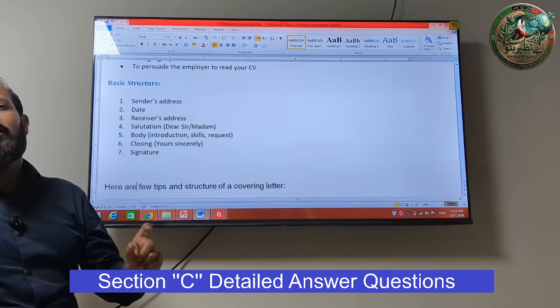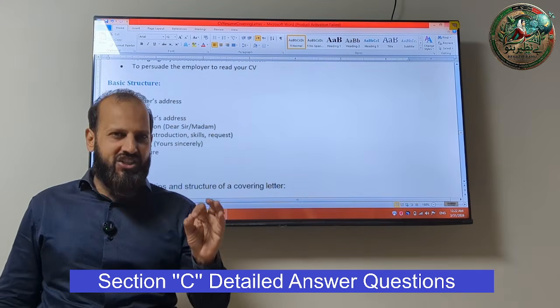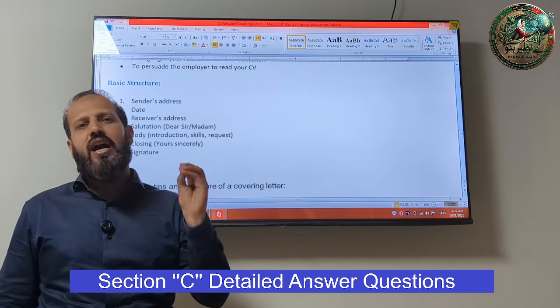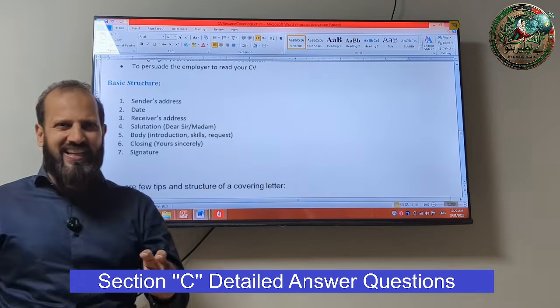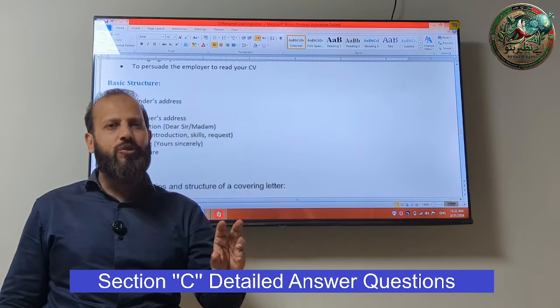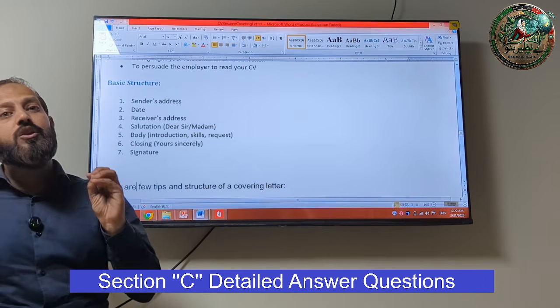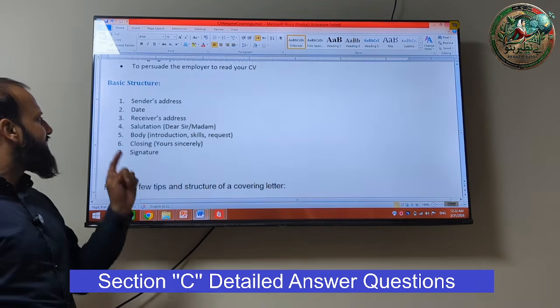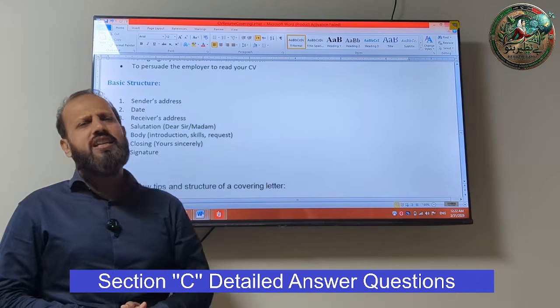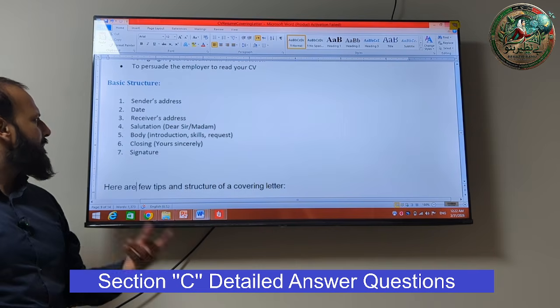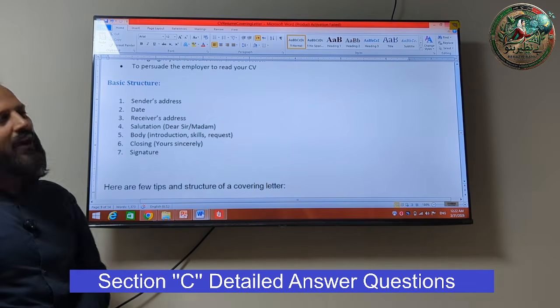Okay, this is the structure of the covering letter. Once you understand the covering letter, you will write it really clearly and easily. I will give you some sentences that are really helpful for writing a really good covering letter. Okay, next, salutation. Salutation means greetings. Salutation means dear sir, madam. Okay, then we have the body.